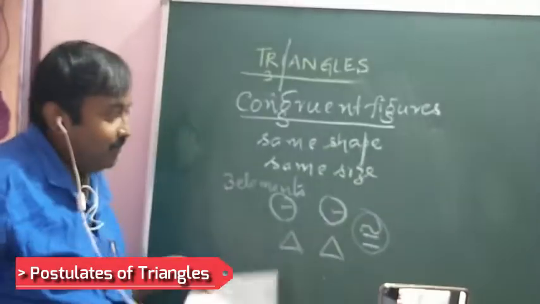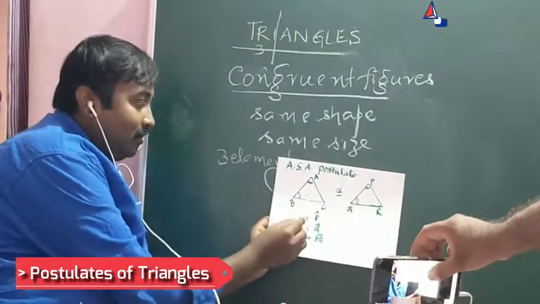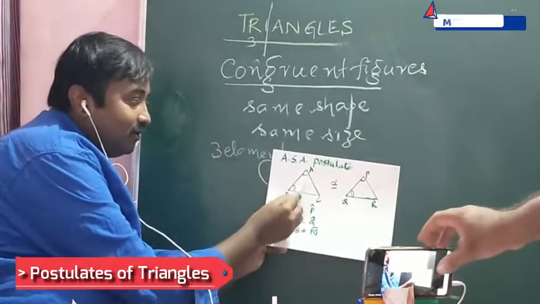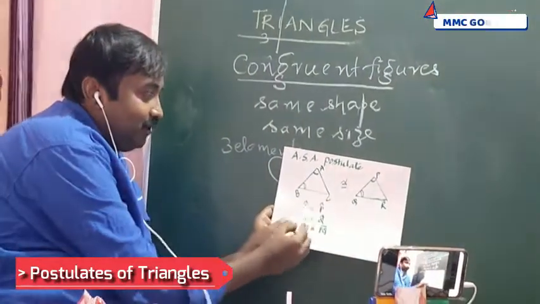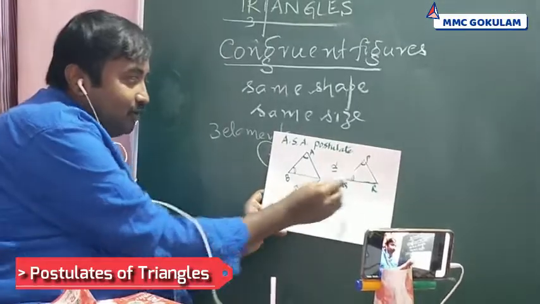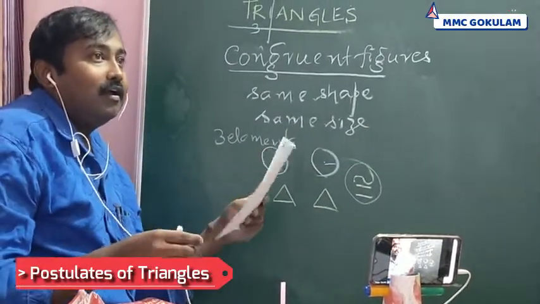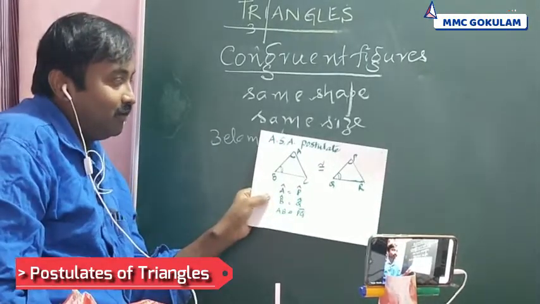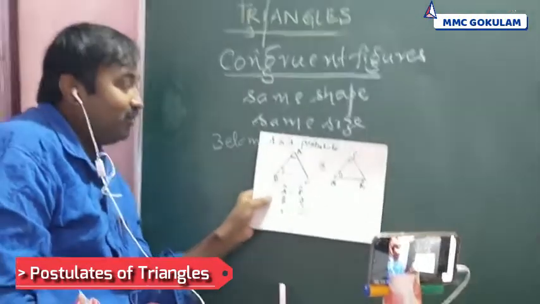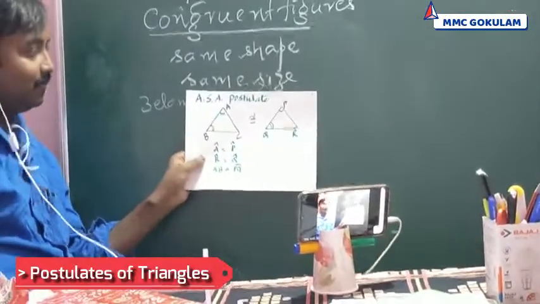And the next one is the ASA postulate. ASA postulate means two angles. Angle A equals P, B equals Q, and the corresponding side, that is AB is equal to PQ. So observe the figure. Actually, ASA means two angles on one side, so it is called the ASA postulate.